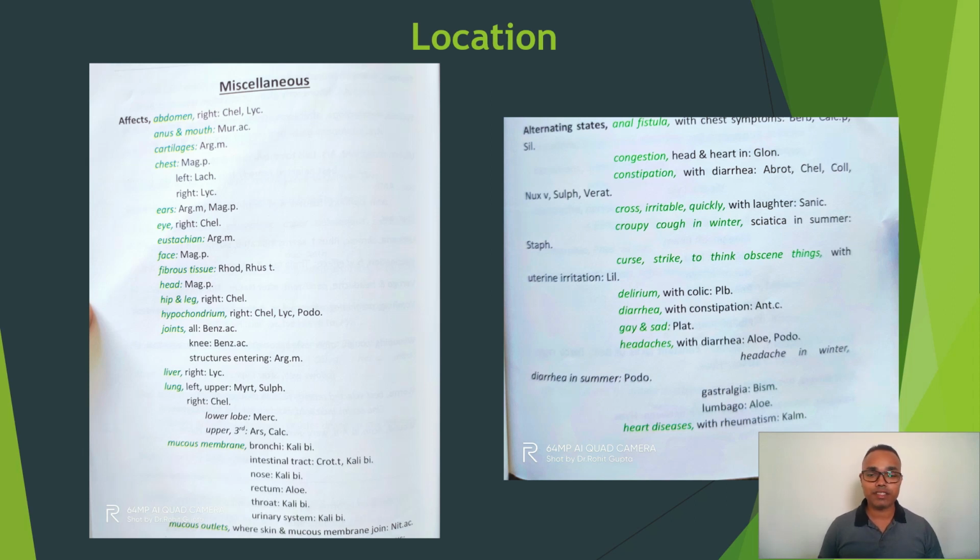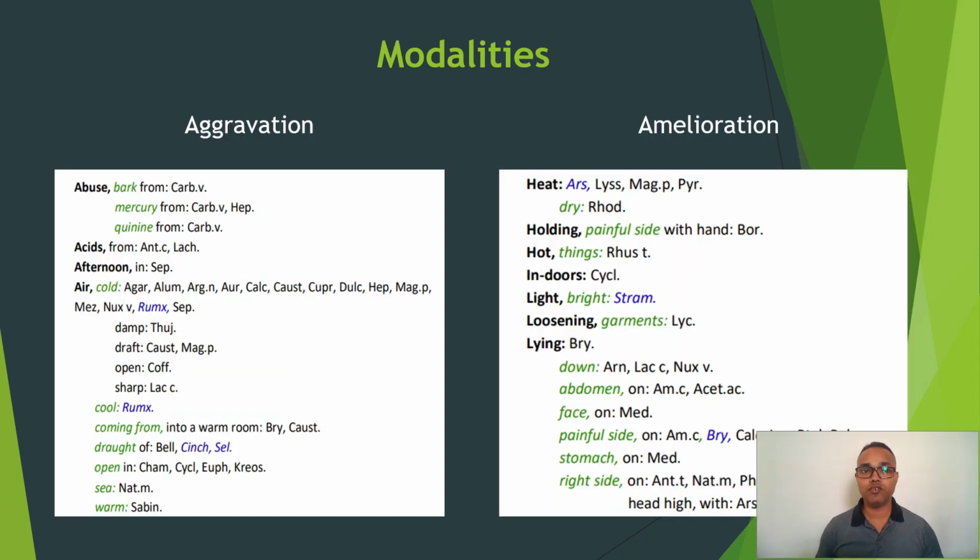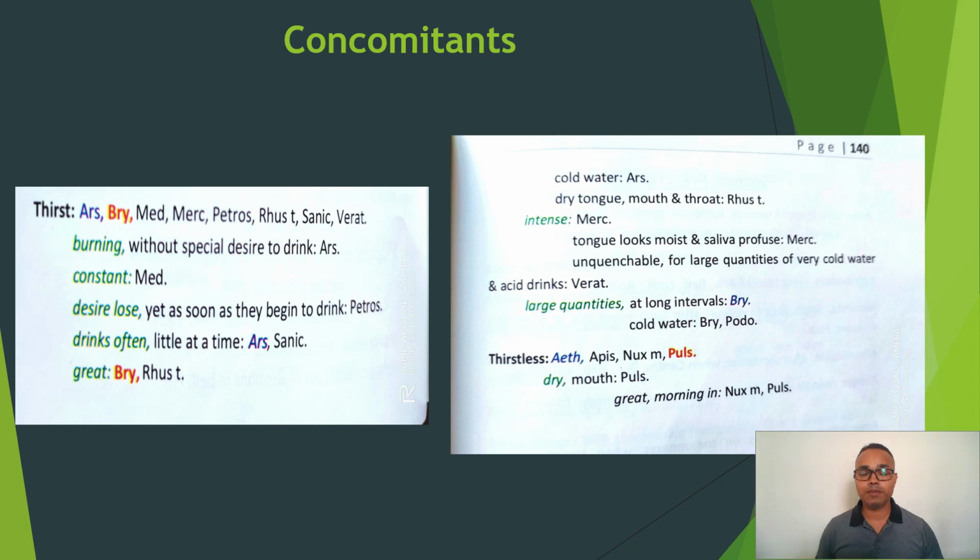Number 1, effects for a particular body part, and number 2, alternating strain where more than one body part or system is involved. So you can get the right approach through this chapter. The fourth chapter is modalities, for selection of rubrics or sub-rubrics of aggravation and amelioration. The last, 5th chapter is for concomitants, which covers physical and mental generals or both.